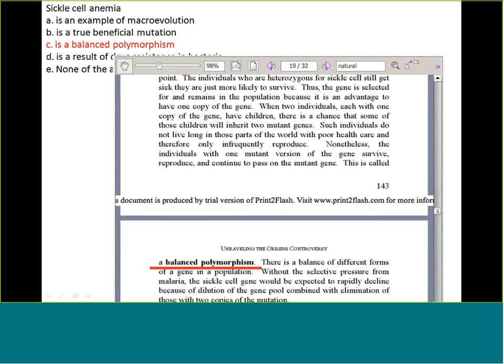Here in this section talking about sickle cell anemia is the bolded definition, balanced polymorphism, and it talks about how sickle cell anemia is actually an example of a balanced polymorphism.